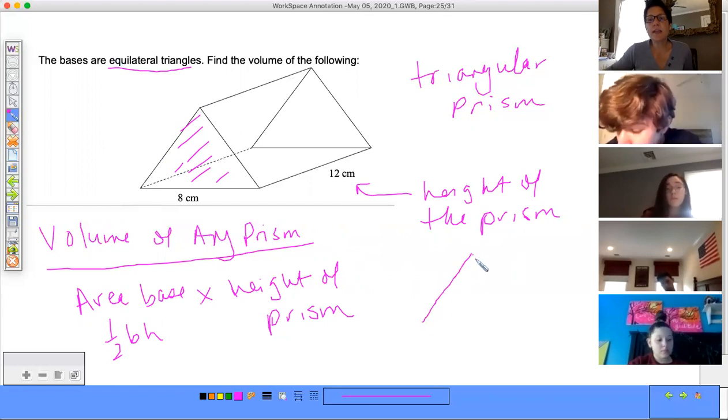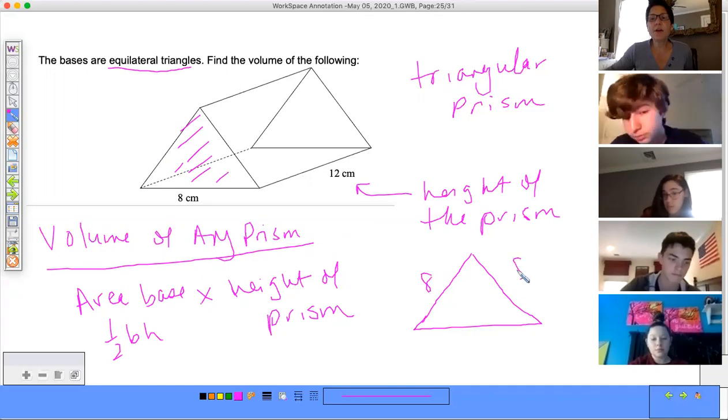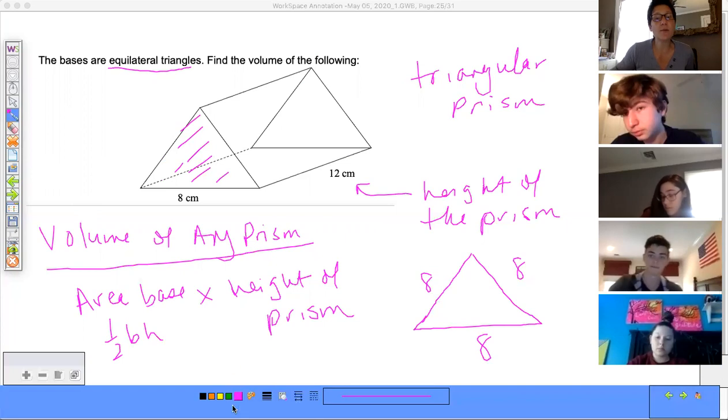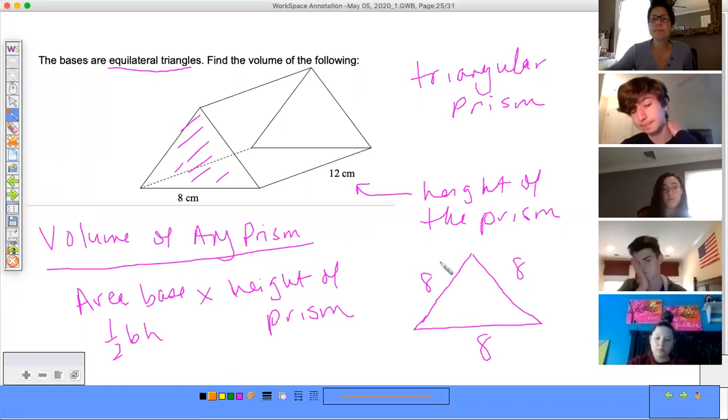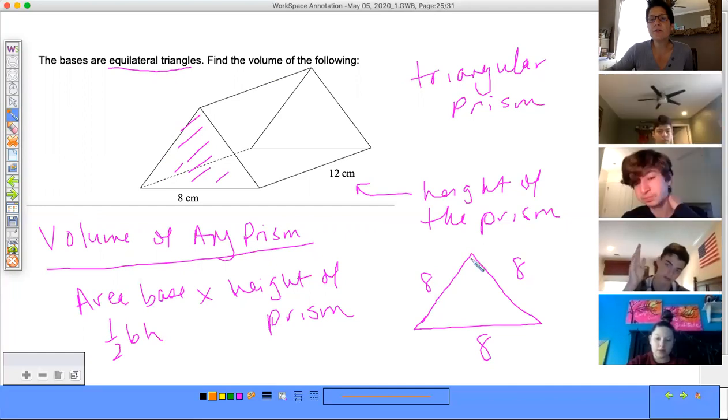Okay. Now the problem is this is an equilateral triangle, so I have to figure out what the area of this triangle is. What do you knuckleheads recommend we do? Well, we can't do SOHCAHTOA yet. The first thing we've got to do is split this in half. Drop an altitude. Thank you.